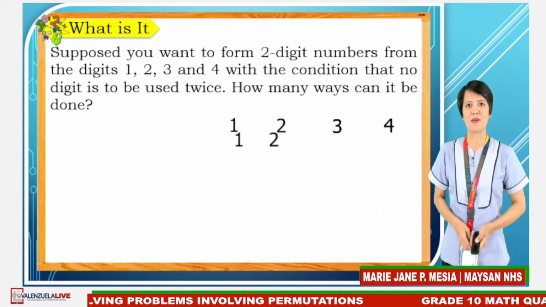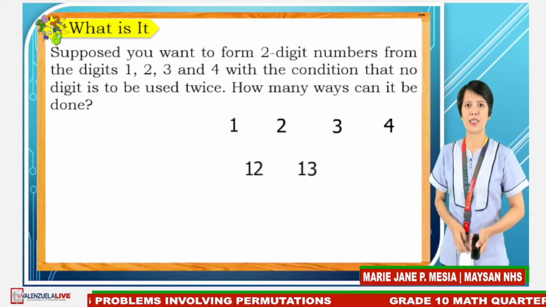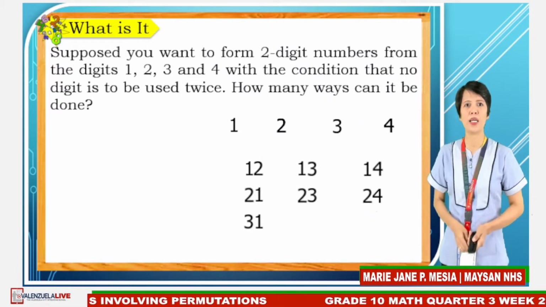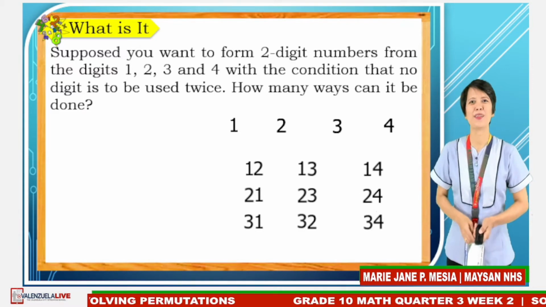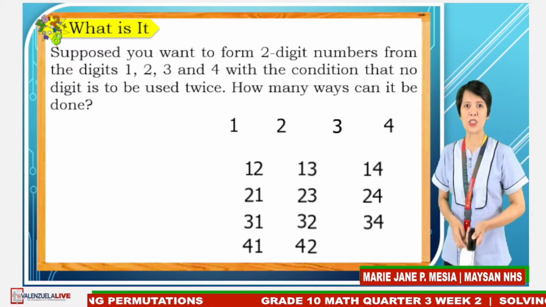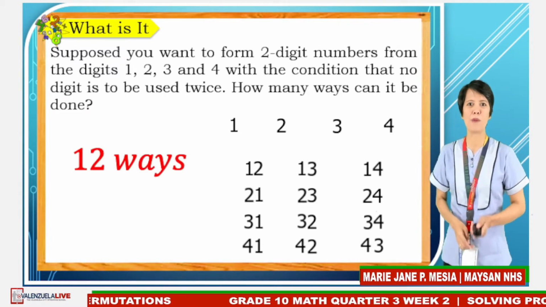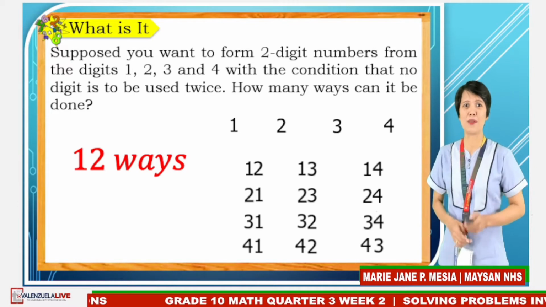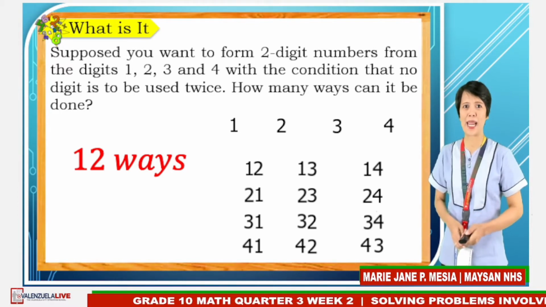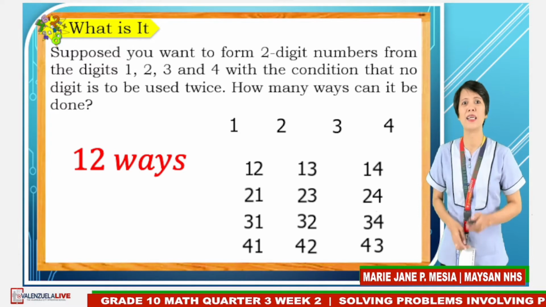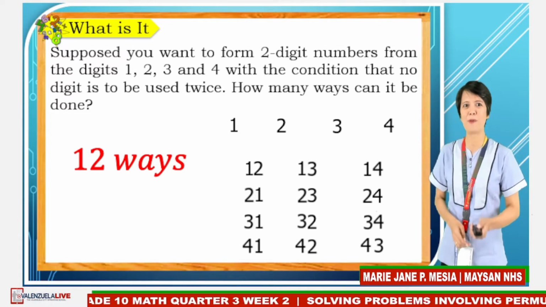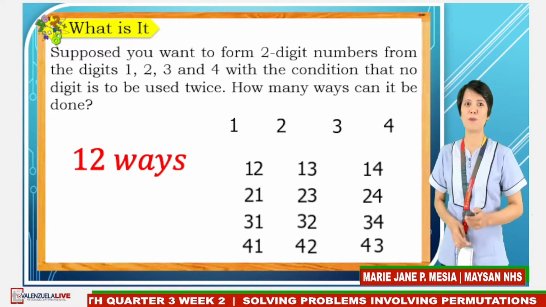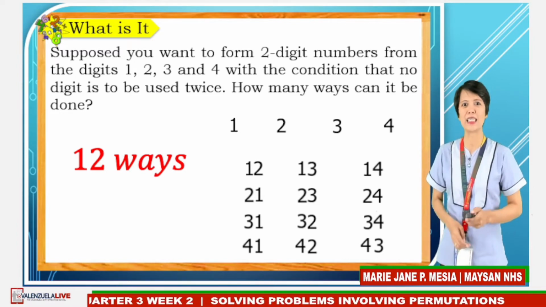If we list down the numbers, we have 12, 13, 14, 21, 23, 24, 31, 32, 34, 41, 42, and 43. And if we count, we have 12 ways. So observe that there is an order in the way the digits are placed, since you are required to arrange the digits 2 at a time from the given 4 digits.